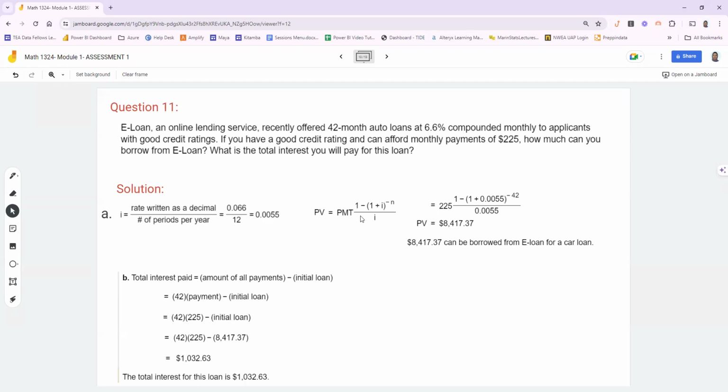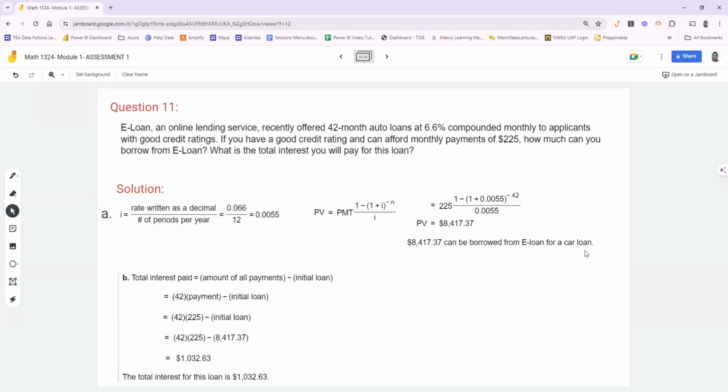This is the formula we need for this problem. And then $225 is the monthly payment. This is the I value. And then the N value is given as 42 because it's given in terms of months. I didn't have to convert it to anything. And then this will be the PV, the present value of the loan. This can be borrowed from eLoan for a car loan.